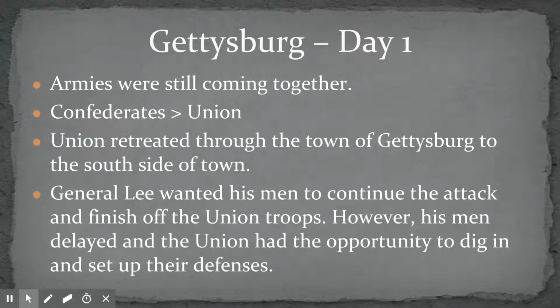So Gettysburg, day one. Armies are still coming together. The Confederates outnumber the Union troops. The Union will actually retreat through the town of Gettysburg to the south side. General Lee wants his men to continue to attack and finish off the troops. However, his men delayed, and the Union had the opportunity to dig in and set up their defenses.